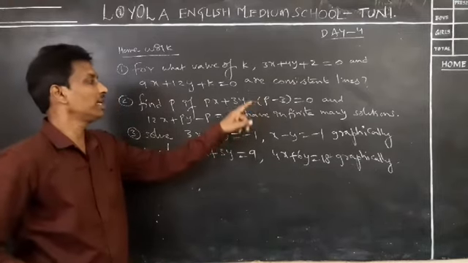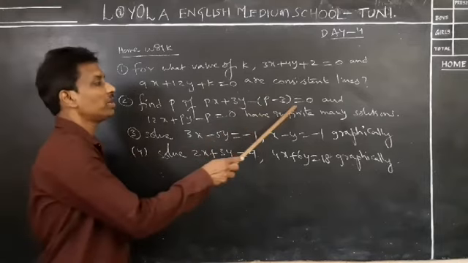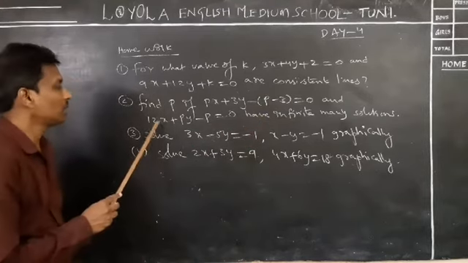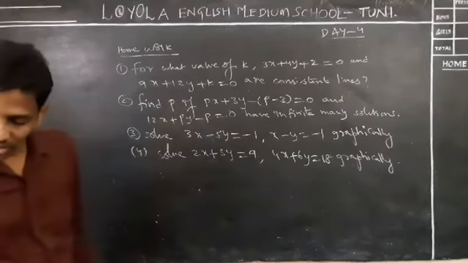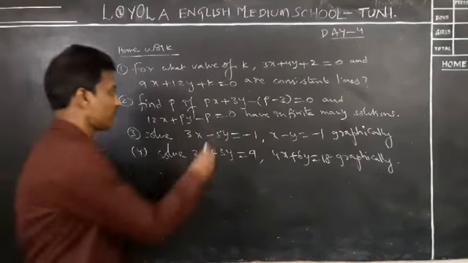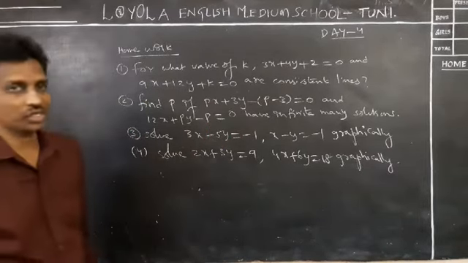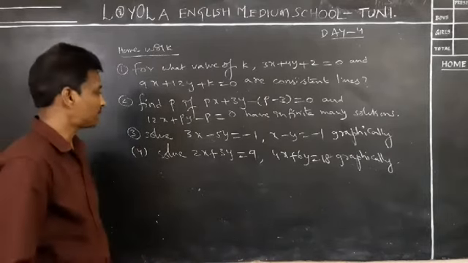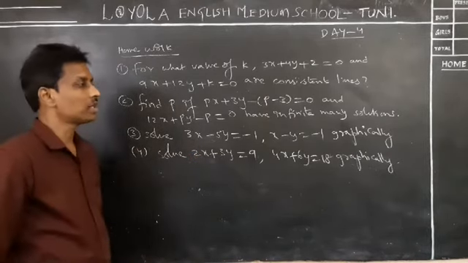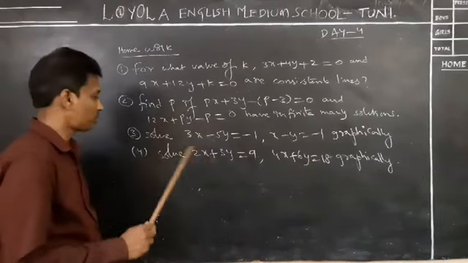Find p if px + 3y − (1/2)(p − 3) = 0 and 12x + py − p = 0 have infinitely many solutions. Here you observe carefully: before the bracket there is a minus symbol. Here there is an equal to symbol. Infinitely many solutions means what? They are coincident lines. Here we get 2 graph problems. These are the 2 short problems and these are the graph problems.